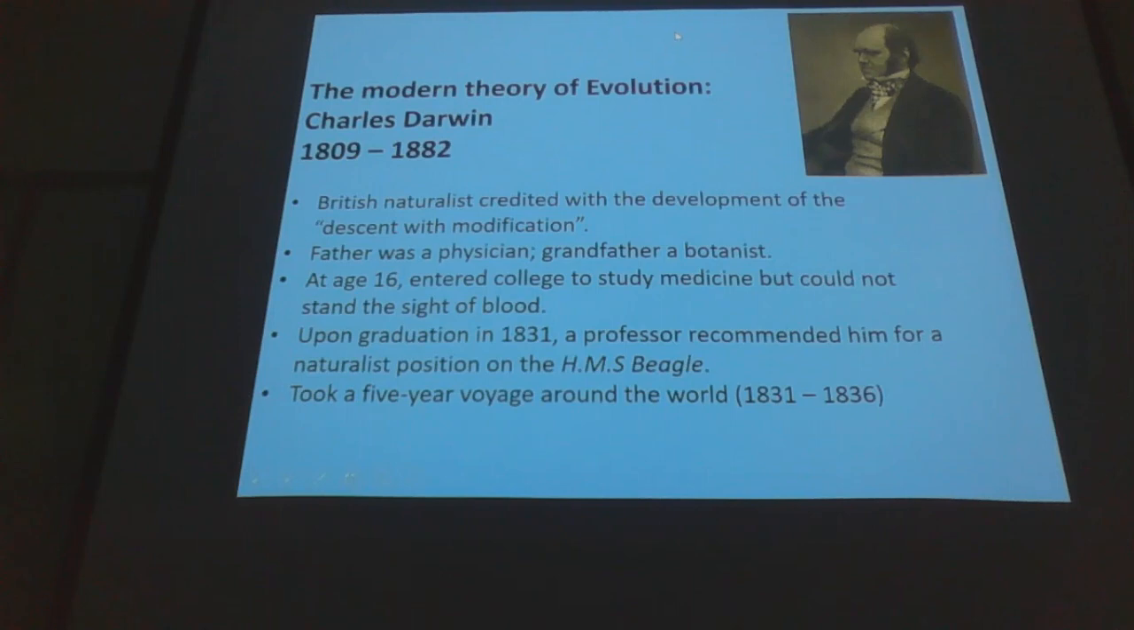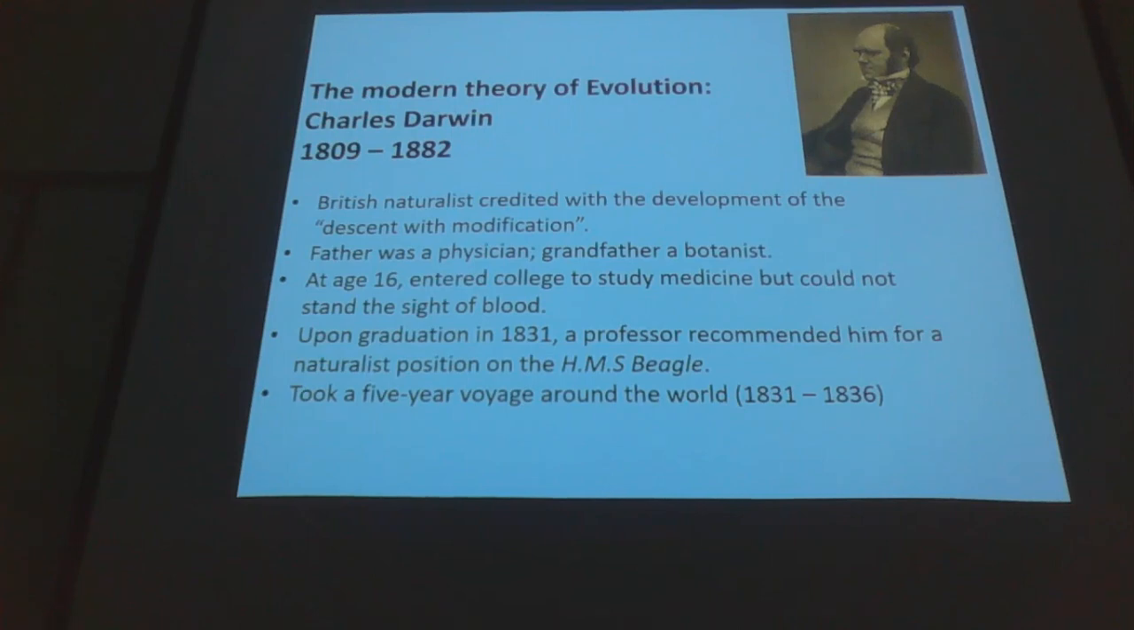Okay, so the modern theory of evolution was introduced by Charles Darwin in the 1800s. Darwin came from a family of scientists. His father was a physician. The grandfather was a botanist, and he tried for medical school, but it is narrated that he could not stand the sight of blood, so he went for natural science. He graduated when he was only 22, and he was given a position already. At that time, it was not uncommon that at a very young age, people became professors as well. Lifespan was also shorter than nowadays.